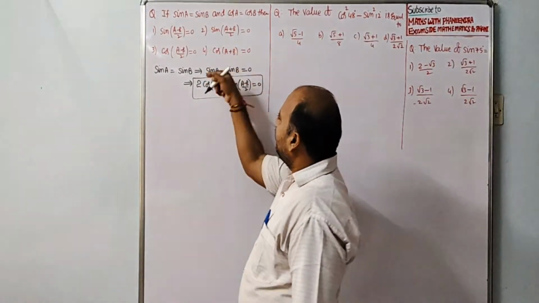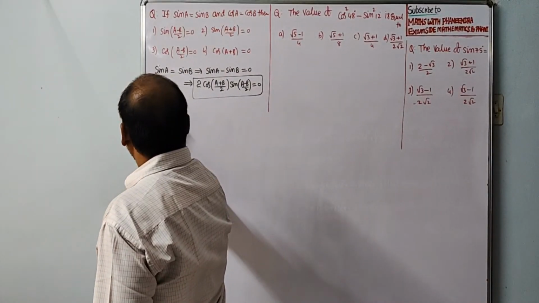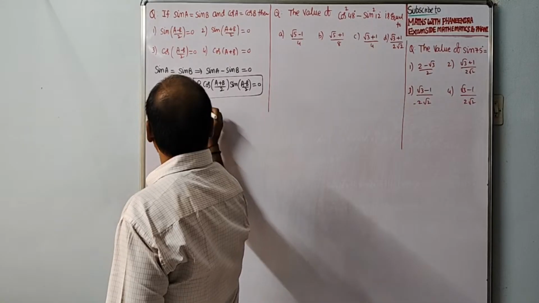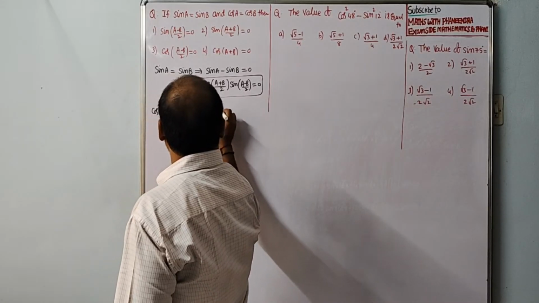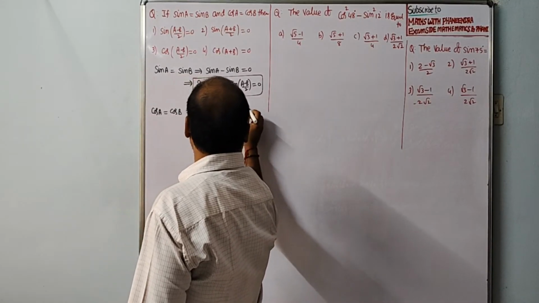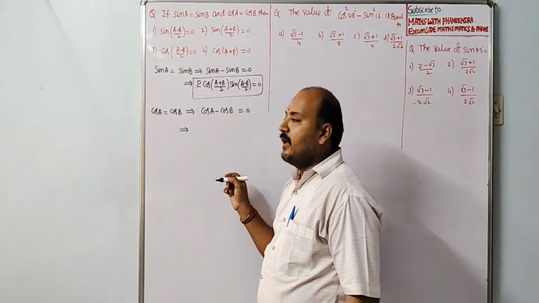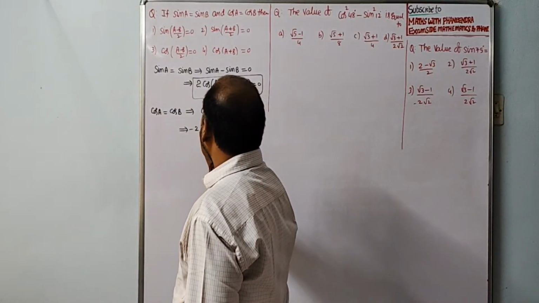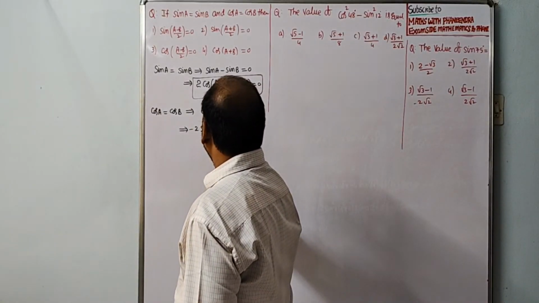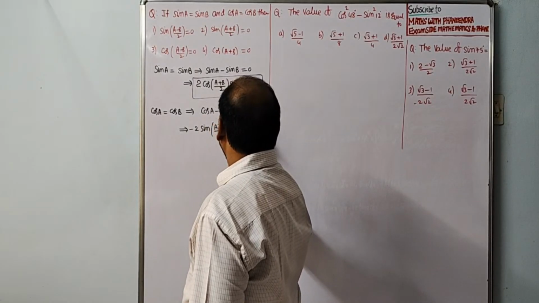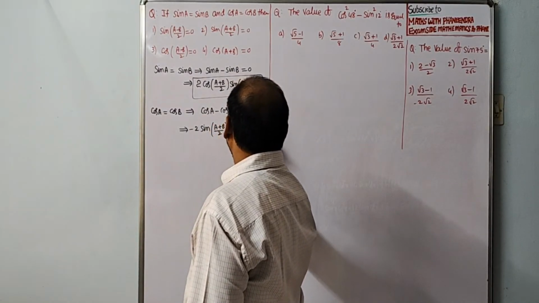Okay. Now come to second one. Cos A equal to cos B. That implies cos A minus cos B equal to 0. It is in the form of cos C minus cos D. You can apply cos C minus cos D formula: minus 2 sin C plus D by 2 sin A plus B by 2 sin A minus B by 2 equal to 0.